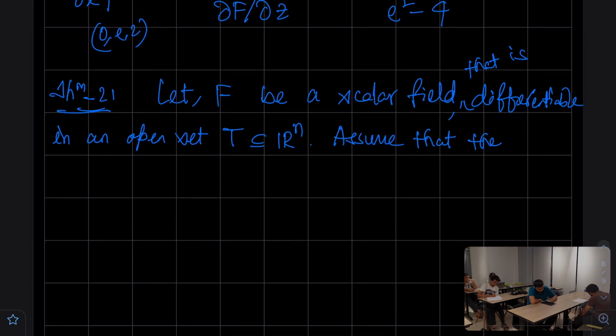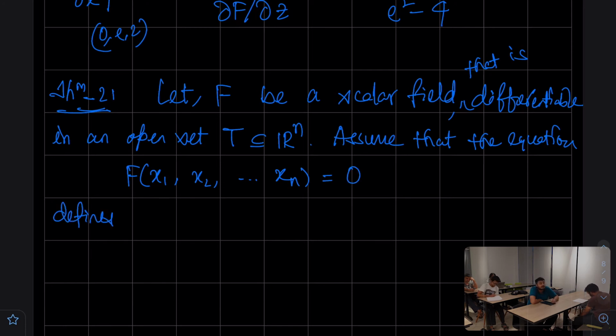Assume that the equation defines xn implicitly. You see, I missed the word implicitly. That's why you're thinking that z is defined by that x, y squared, yz. It's implicitly defined.